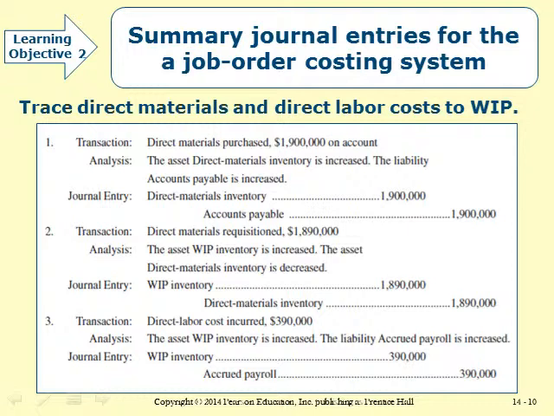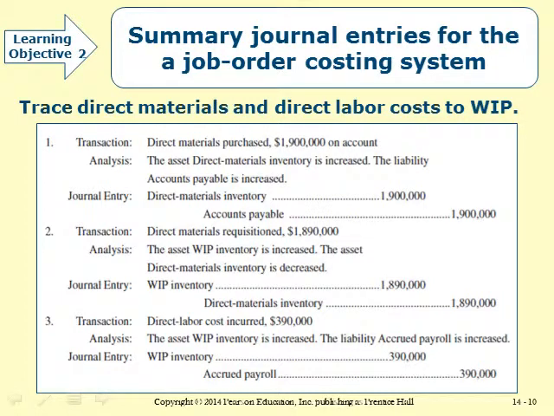And then this actually shows those journal entries. So for instance, transaction number 1, we purchased direct materials of $1.9 million on account. The journal entry to record that is increasing or debiting direct materials inventory because it's an asset which we increase with debits, and crediting accounts payable because it's a liability and we say that they were purchased on account.